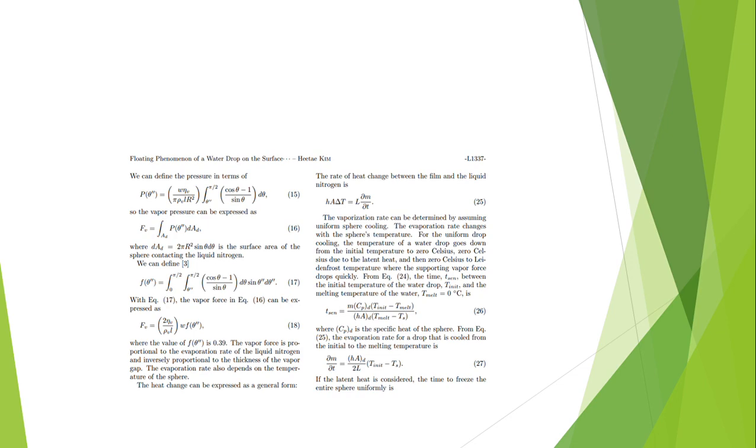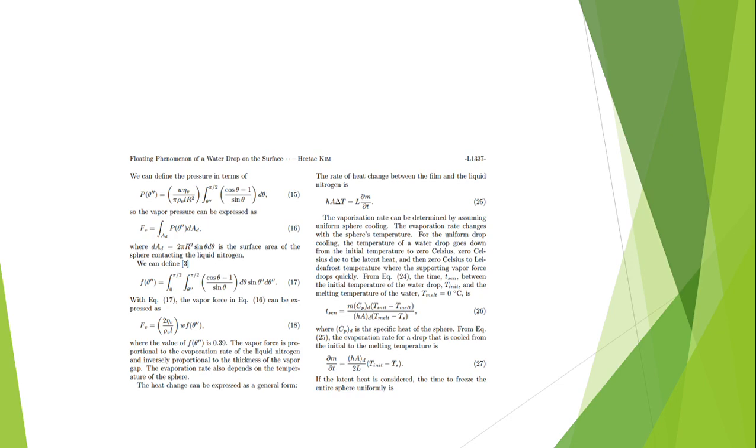So it will become equation number 15. The vapor pressure can be expressed as Fv equals the integration of delta p theta double slash dA, where dA equals 2 pi r squared sin theta d theta is the surface area of the sphere containing the liquid nitrogen. We can define equation number 3, that is F theta double slash equals the integration from theta to pi over 2 of cos theta minus 1 over sin theta d theta. That will be equation number 17.